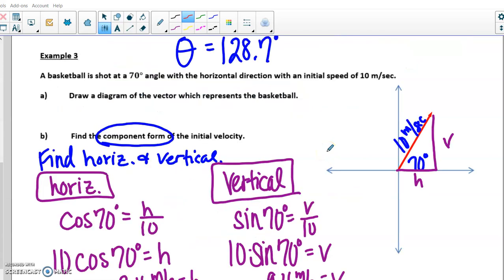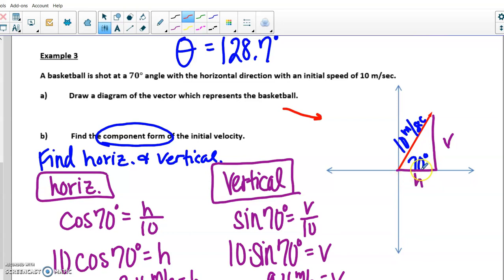And our last example says a basketball is shot at a 70-degree angle with the horizontal direction with an initial speed of 10 meters per second. So you could set up your initial vector. You know that from the horizontal, it has a direction of 70 degrees, and you know that the magnitude is 10 meters per second. So this is what the diagram would look like for part A. It says find the component form of the initial velocity. So whenever it is asking for the component form, it's simply asking you to find the horizontal and the vertical component. So again, we can use trig to do that.